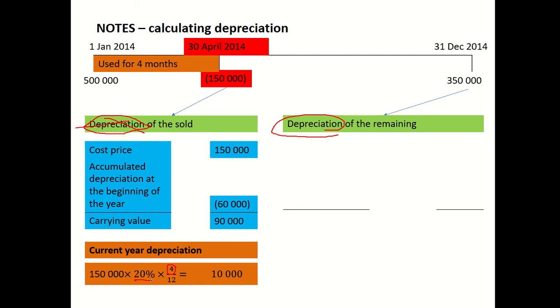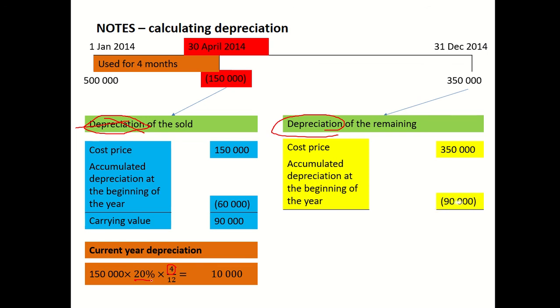But what about the remaining assets? The cost price of the remaining assets is 315,000. I did explain how I got the 315,000. Accumulated depreciation of the remaining assets will be 90,000. Please note, these are the amounts at the beginning of the year. The carrying value of the remaining assets at the beginning of the year will be 260,000 rand.